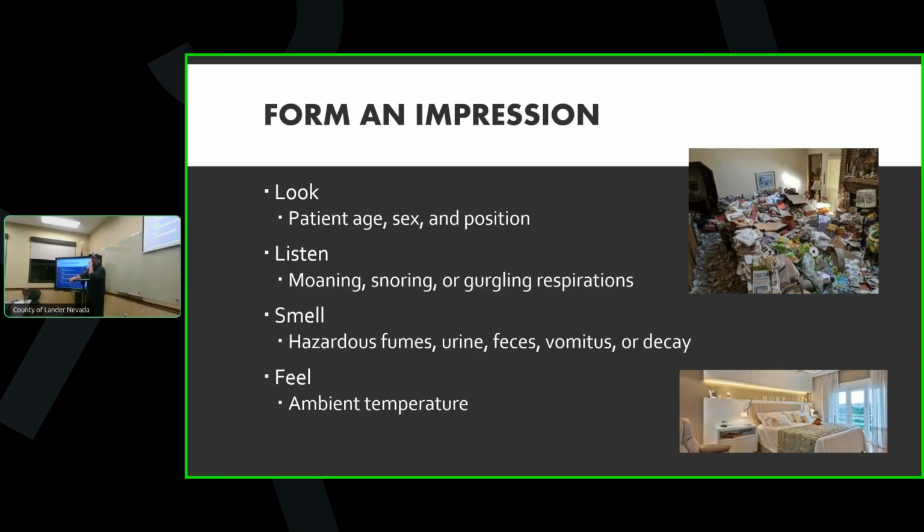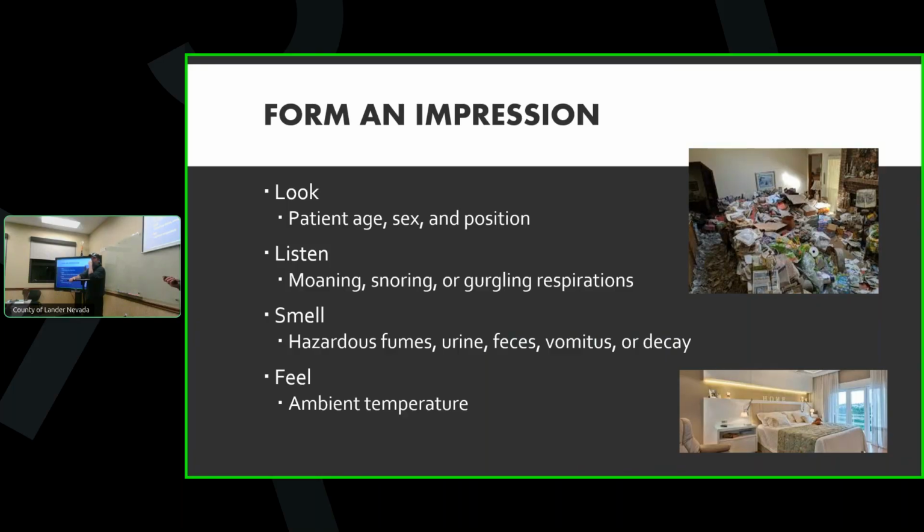So, look at the patient. How do they look? How are they positioned? Listen. If you can hear any kind of moaning, screaming, snoring, gurgling, those are things that you need to fix right away. Smells. Obviously this is going to smell, this is hazardous. I would consider this a hazmat situation.